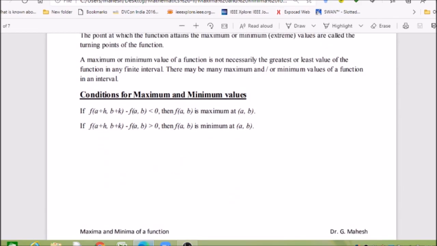A maximum or minimum value of a function is not necessarily the greatest or the least value of the function in any finite interval. So there may be many maximum or minimum values of a function in an interval.